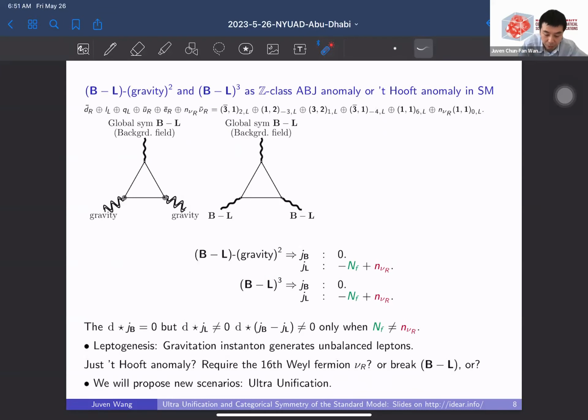So you have learned that the baryon minus lepton number actually has anomalies even at the Feynman diagram calculation level: it shows that B-minus-L suffers from gravitational anomalies once the number of families and the neutrino number are not matched, and the lepton number current will not be conserved. The same goes for the B-minus-L cubed type of anomaly. This indicates that leptons might be generated through the gravitational instanton. So this will be called leptogenesis through gravity.